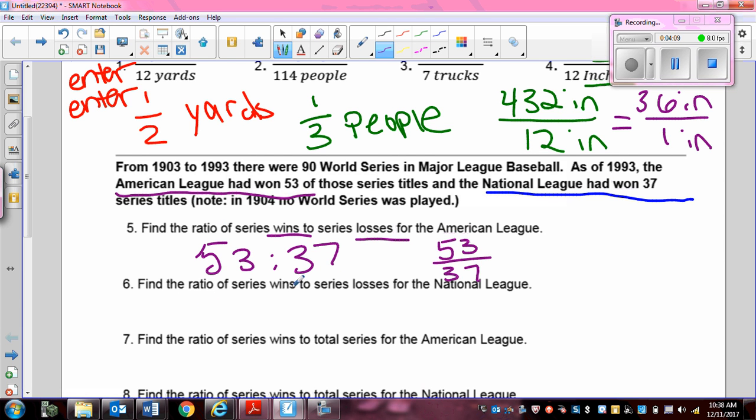Find the ratio of series wins to the series losses for the National League. We're going to do the same thing. The series wins, the National League won 37. And then the series losses, they lost 53. So it'll be 37 over 53. You guys try the rest.